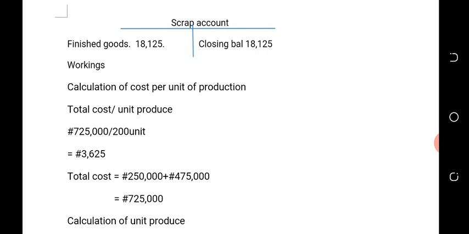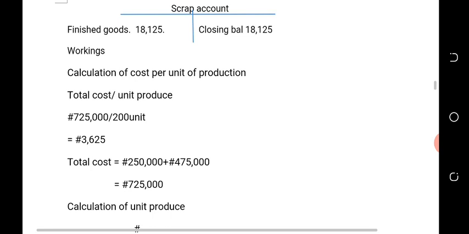The total cost was 725,000. The units produced was 200. How do you get the 200 units that were produced? You have to look for it. You have to calculate the cost per unit, and the cost per unit is found using our budgeting techniques to know what will be produced.